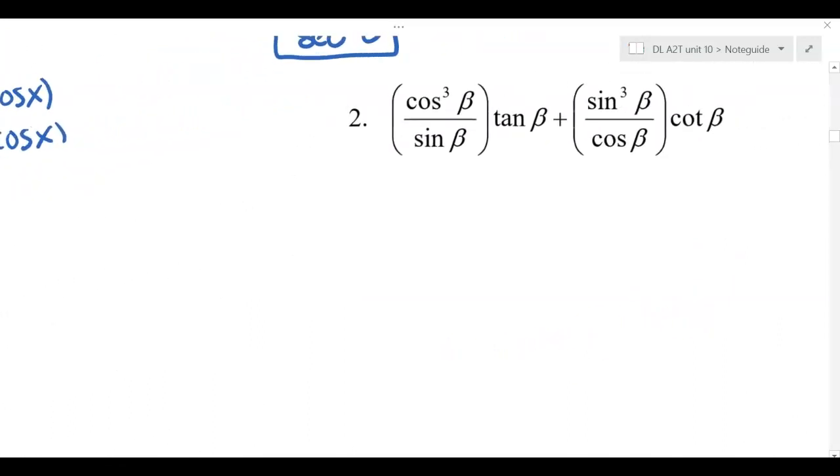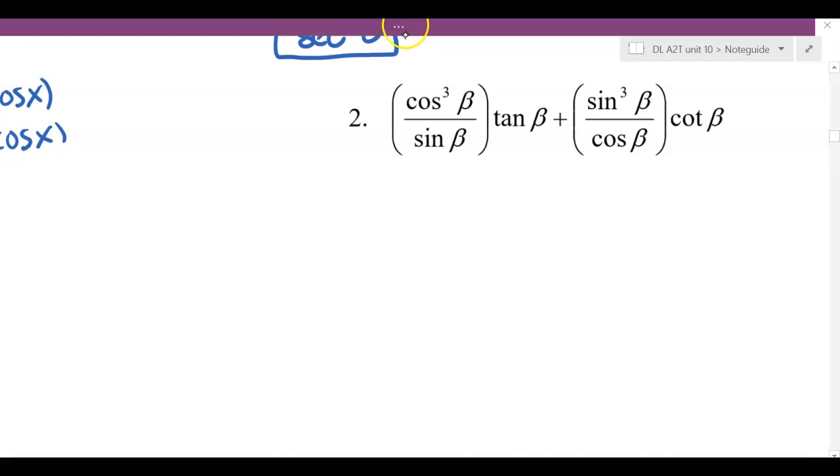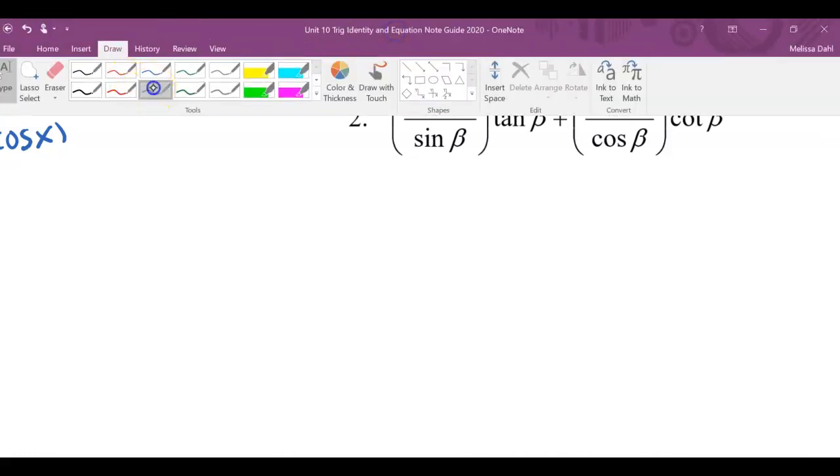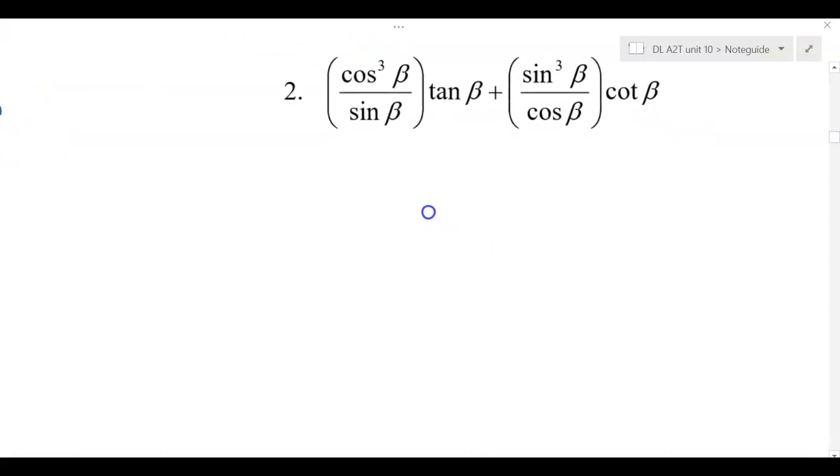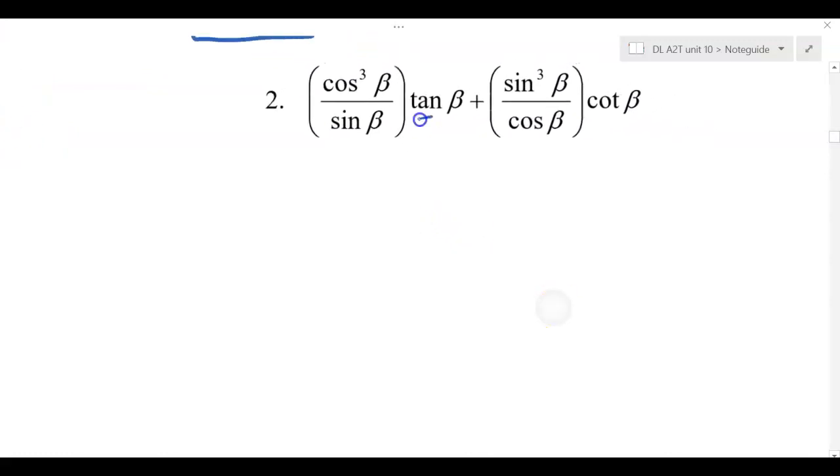All right, we are going to look at number 2. So number 2 has a lot going on, but a lot going on means you can approach it more from the fact that maybe there's some things you can cancel out and stuff like this. The first thing I'm going to do is write the tangents and cotangents in terms of sine and cosine, since they're multiplying fractions that have sine and cosine in them.